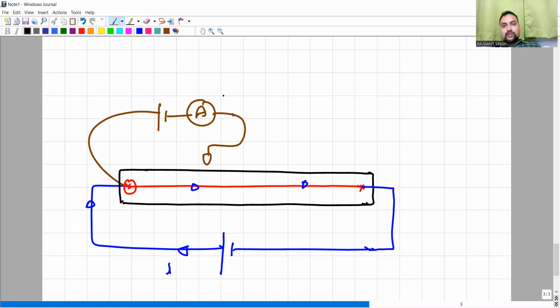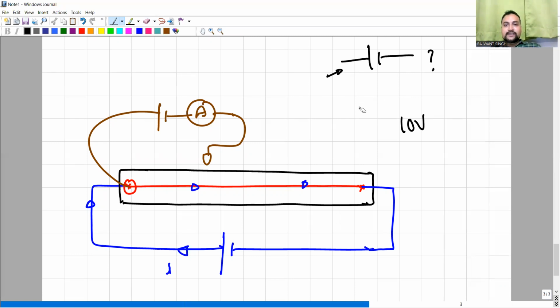So the first use of the potentiometer is finding the unknown EMF. Let's say you have a cell and you don't know the EMF of the cell. So this becomes a cell of unknown EMF. Now you can find its EMF by comparing this cell with another cell whose EMF you already know. For example, this EMF you already know, 10 volt, and this EMF you don't know. So you can compare both of them and find this value.